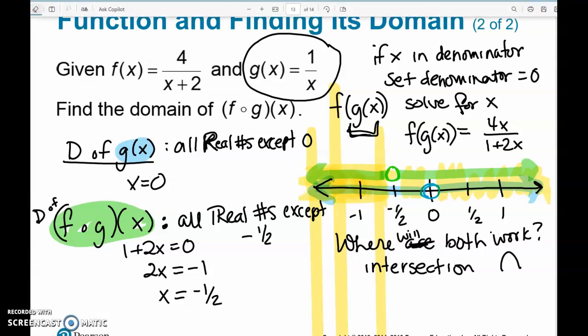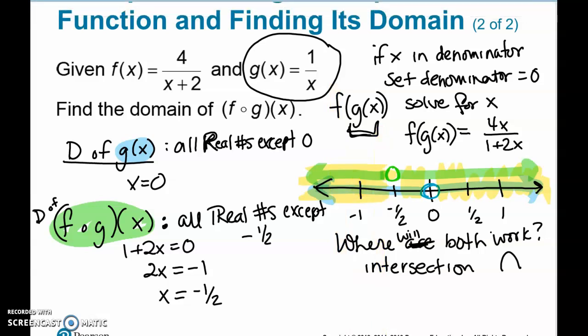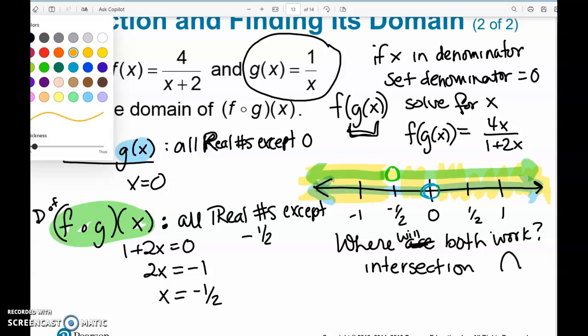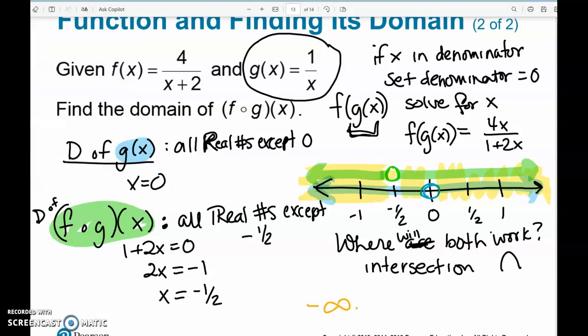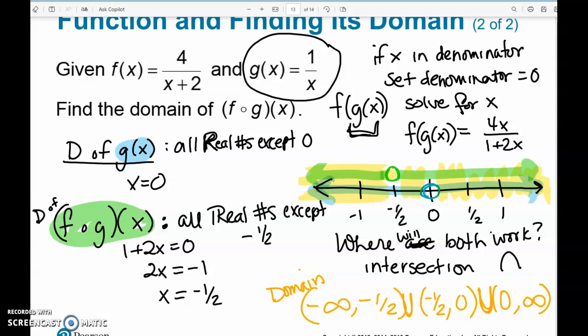So I've got 3 pieces to represent in interval notation, where I highlighted in yellow. To the left of -1/2 would be from -infinity to -1/2, not including -1/2, so you notice I don't put a bracket there. Then in between -1/2 and 0, and then 0 to +infinity. And that's the union of all 3 of those pieces. This would be the domain of the composite function written in interval notation.